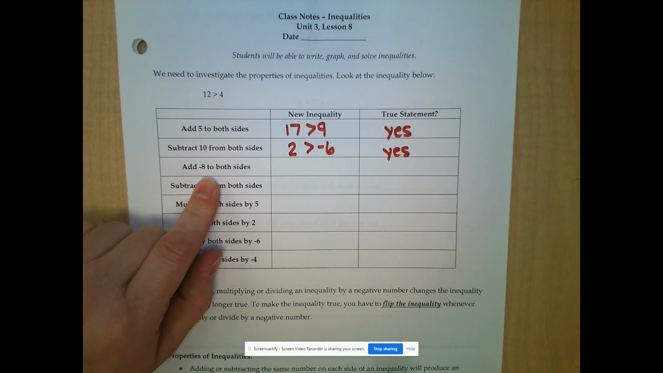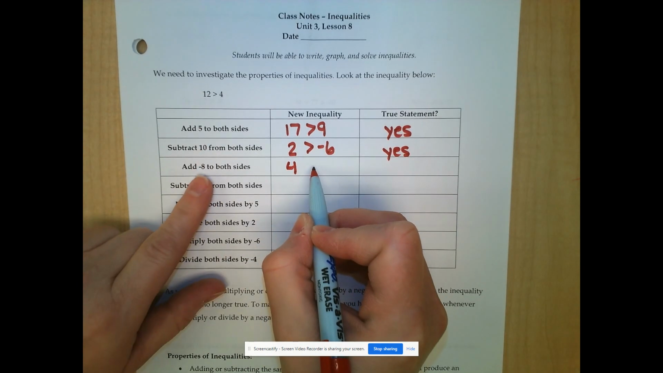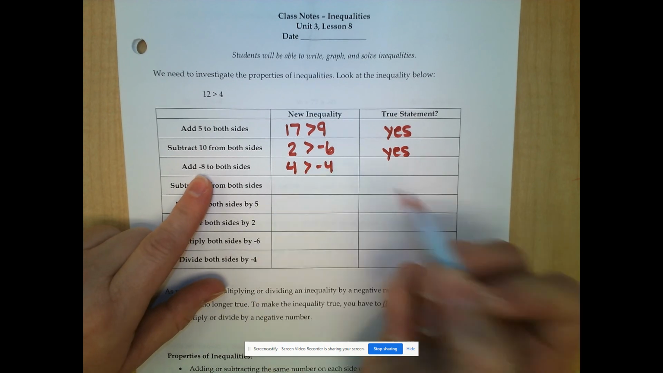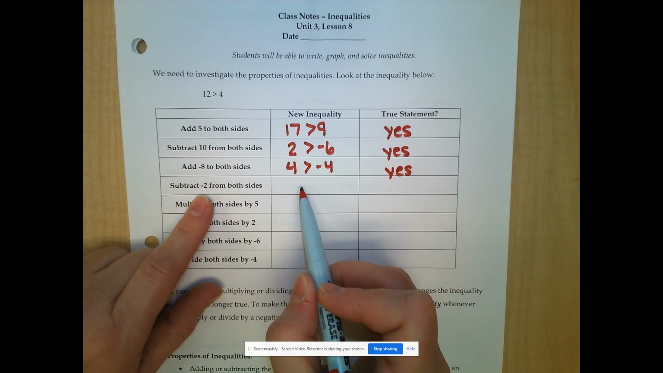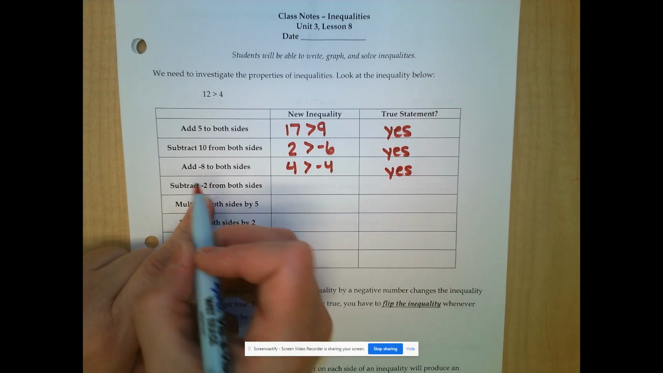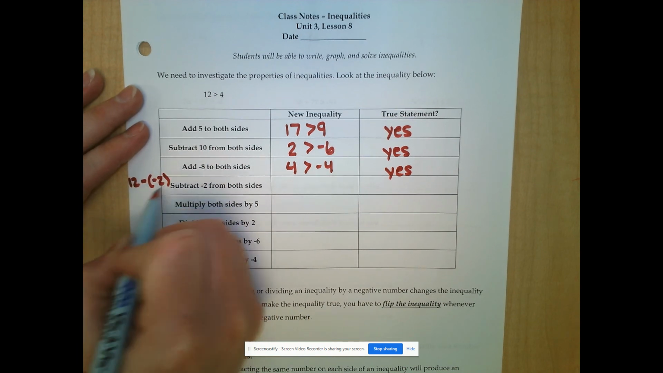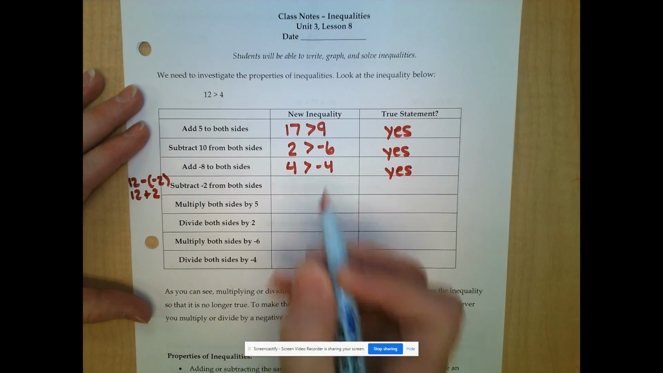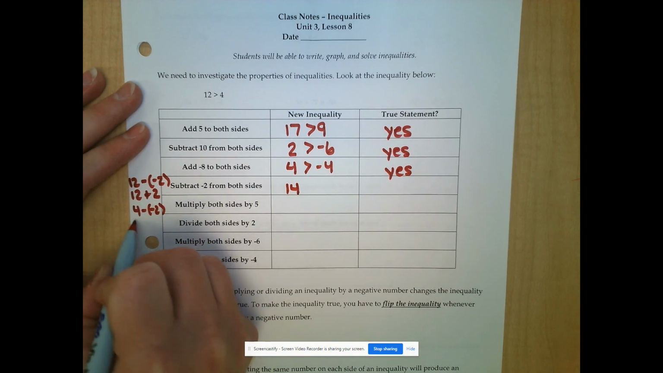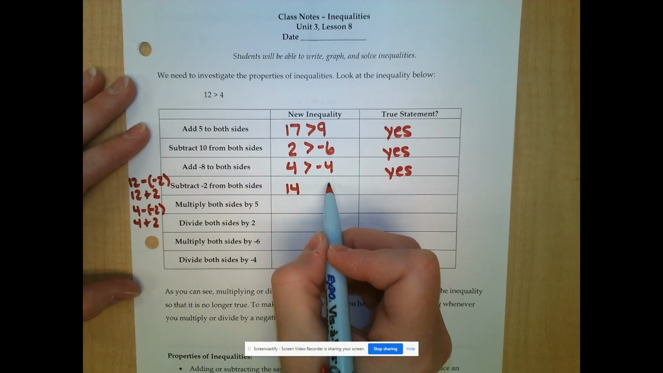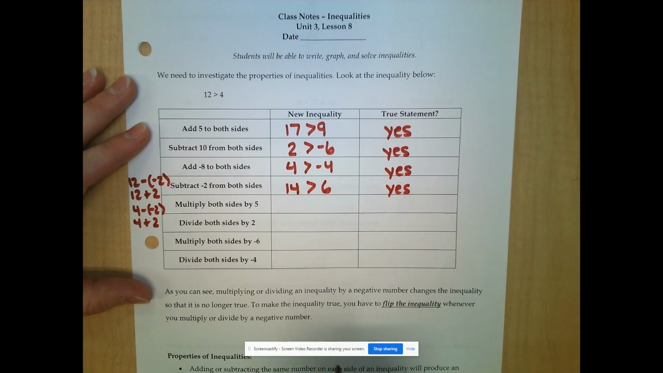What if we add negative 8 to both sides? So 12 plus negative 8 is 4. And 4 plus negative 8 is negative 4. Is 4 still greater than negative 4? We would say yes. Subtract negative 2 from both sides. So if I have 12 take away negative 2, that's the same as 12 plus 2. That would give me 14. And if I had 4 take away negative 2, that would be the same as 4 plus 2. And that would be 6. So is 14 greater than 6? And we would say yes, that's still a true statement.